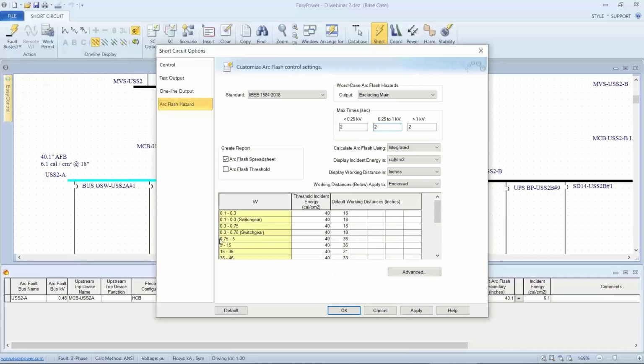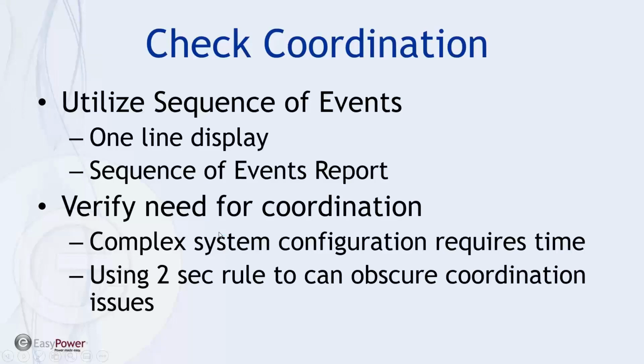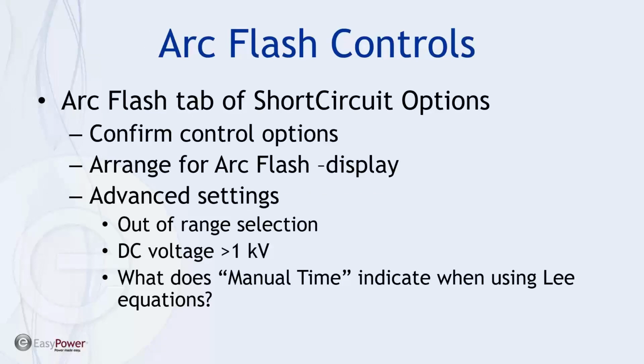Okay, so that seemed to solve that particular problem. And we didn't need to use, actually we could have used sequence of events and it would have shown that we were having a long delay time because of that low current. Okay, so we talked about control options, arrange for arc flash display. Another concern is, when does manual time indicate, where does it come from when we're using Lee equations?